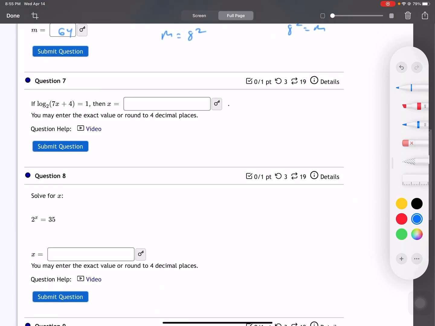Okay, we're solving logs again. Log base 2 of 7x plus 4 equals 1. We can do the circle of logs like we just did in the last problem, or let's do solving algebraically using our exponents. So 2 is our base, so this cancels out. We have 7x plus 4 is equal to 2 to the 1, which is just 2. 7x plus 4 is equal to 2, minus 4, minus 4. 7x equals negative 2, divided by 7. x is equal to negative 2 over 7.